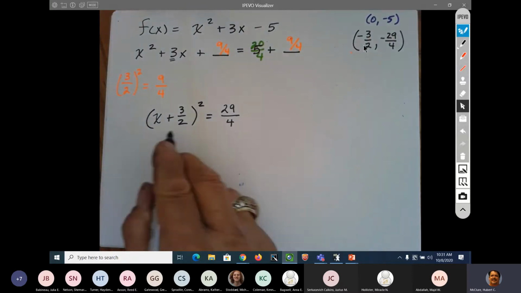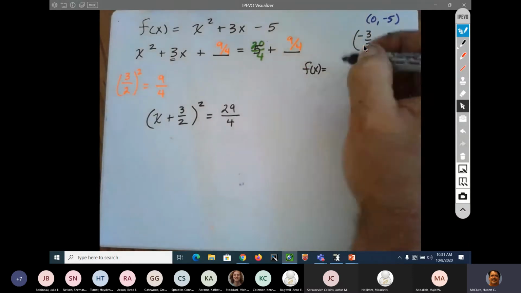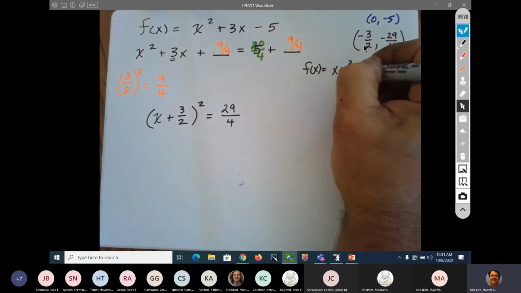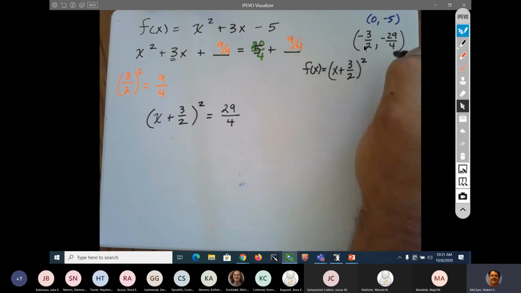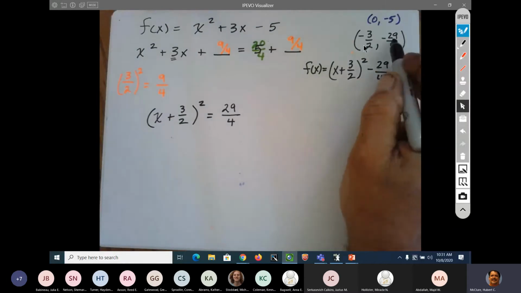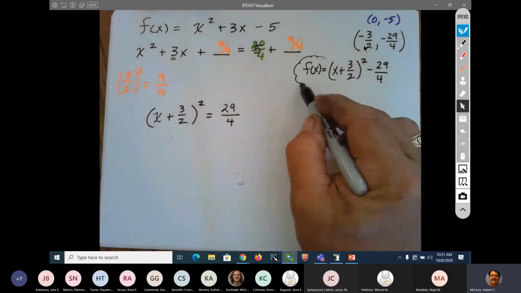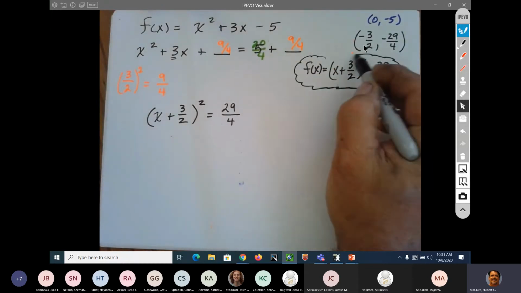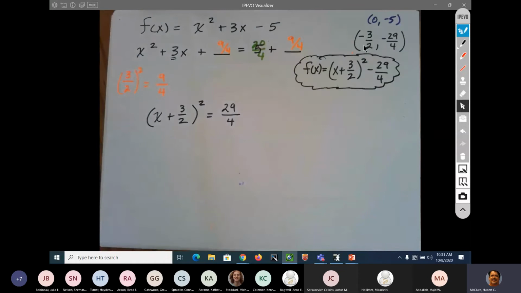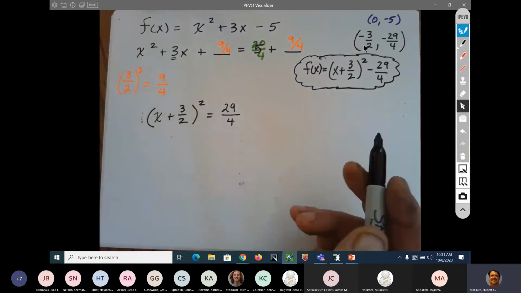Or I can rewrite this as f of x is equal to x plus 3/2 quantity squared minus 29/4. And I can take the opposite of this and just bring this down. So this is what they asked for in the homework and the test when they asked for intercept form. And now I can solve. So I take the square root, I divide by 1. This is a 1, so I divide by 1 on both sides.